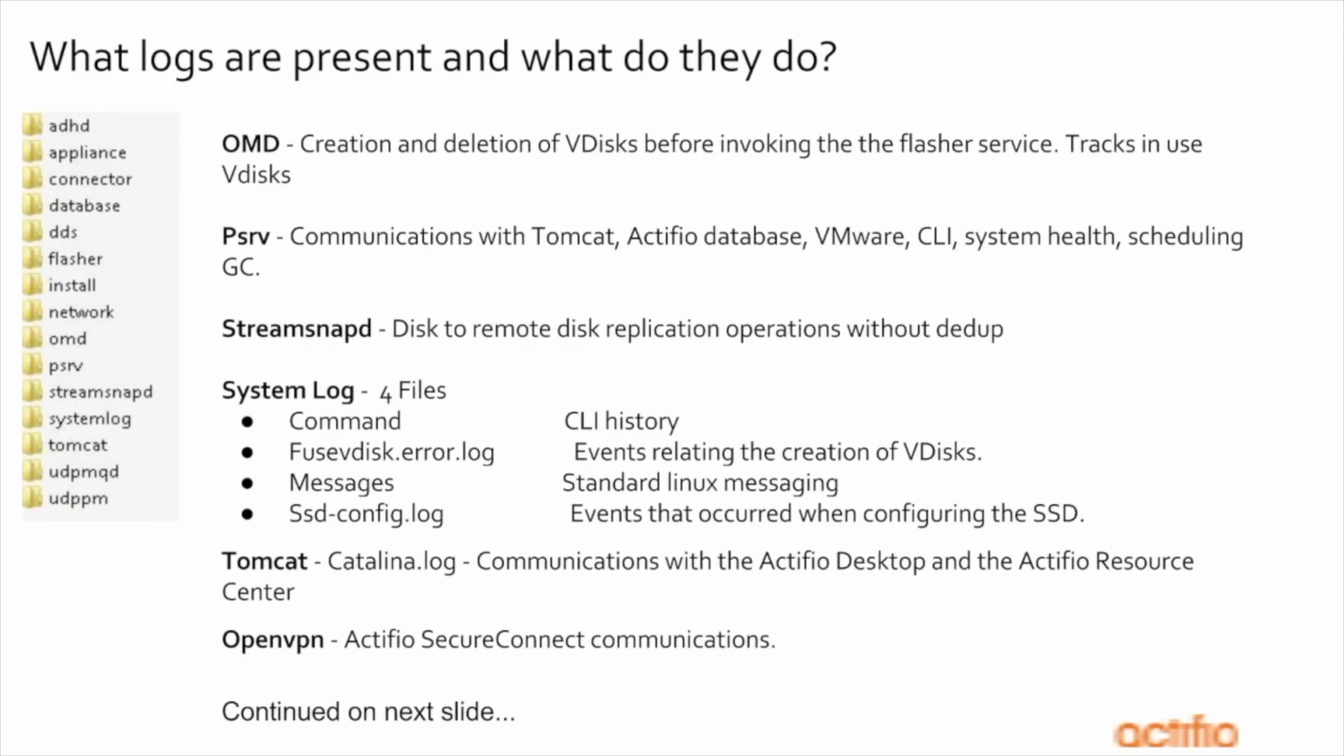Then we've got the StreamSnapD. This is disk to remote disk replication. Now, this is anytime we're going to send data across the wire without deduping it in the traditional remote dedupe fashion.